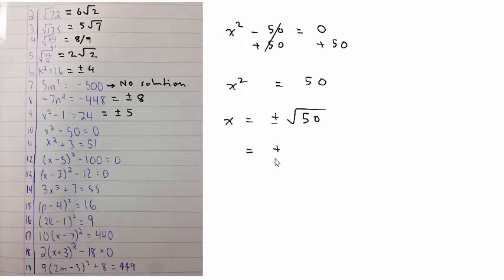We are going to break it down into its factors. Now 50 is what? It's 25 times 2. So that's 5 times 5, that's 25 times 2. And we have a pair of 5s. So 5 comes out. This is going to be equal to plus or minus 5 multiplied with the square root of 2. So that's x on number 10. Plus or minus 5 square root 2.